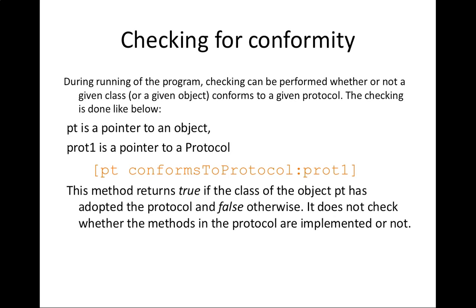So the method returns true if the class of the object PT has adopted the protocol, and false otherwise. It does not check whether or not the methods of the protocol are implemented or not. It just checks if it has actually adopted it. So you can't really use this essentially to enforce anything. The formality is that it's nice to make consistency among the objects, but it's not going to be strictly enforced. You can bypass the protocol.